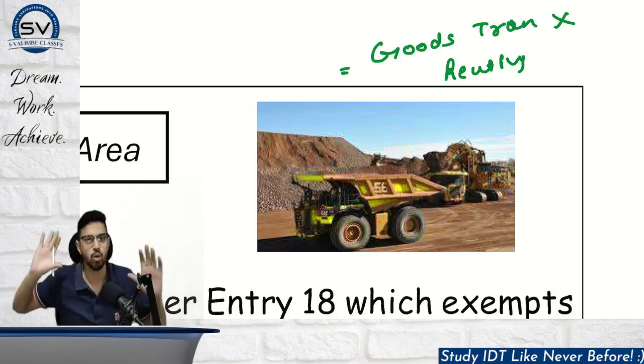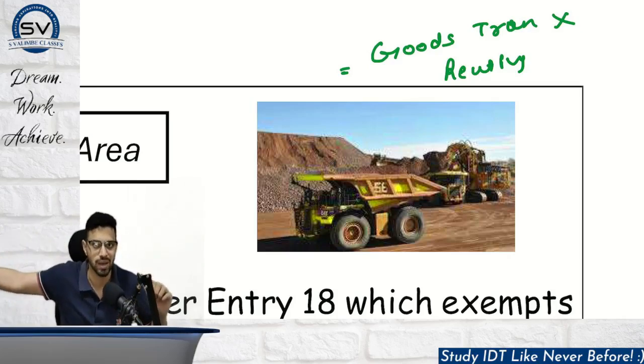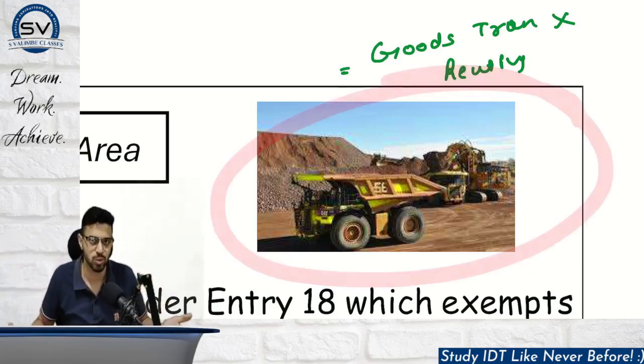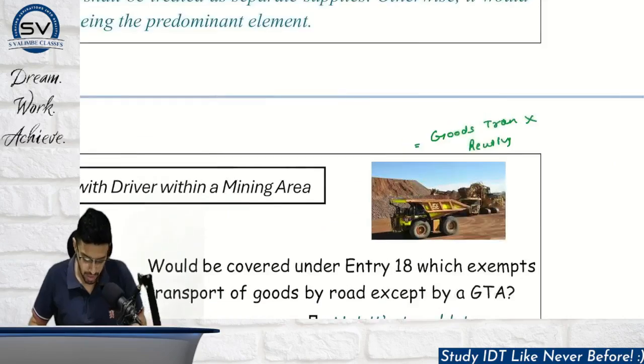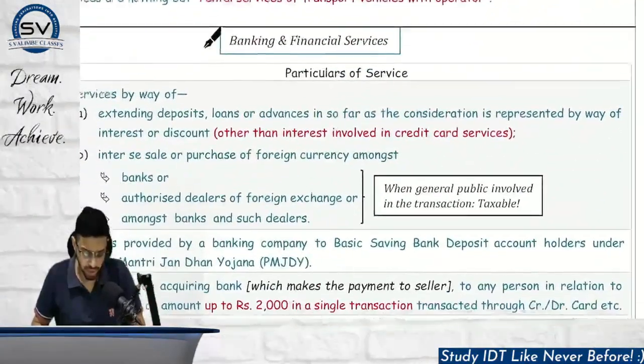Control is with me. I'm just providing you the service of taking goods from place A to B. Once that is done, the motor vehicle is with me. I will provide this service to another person. So obviously, this is not a case of goods transportation. This is renting of motor vehicle. Okay, so it will not be covered in entry number 18.